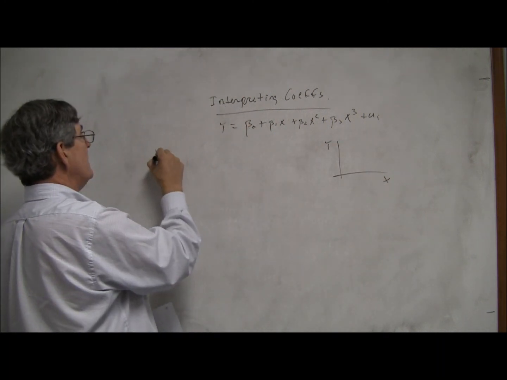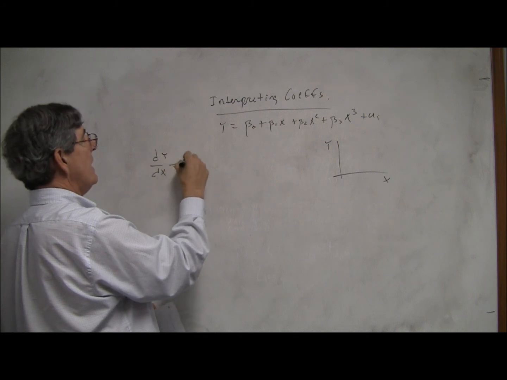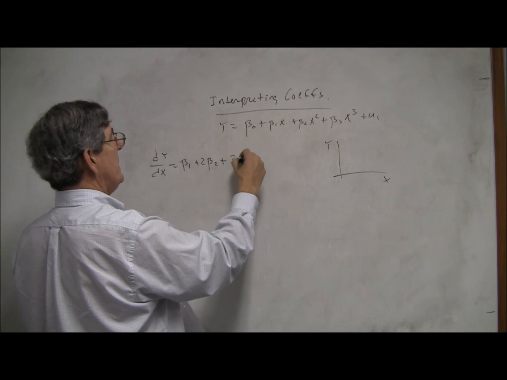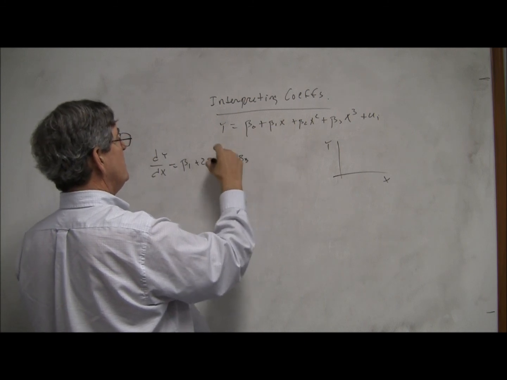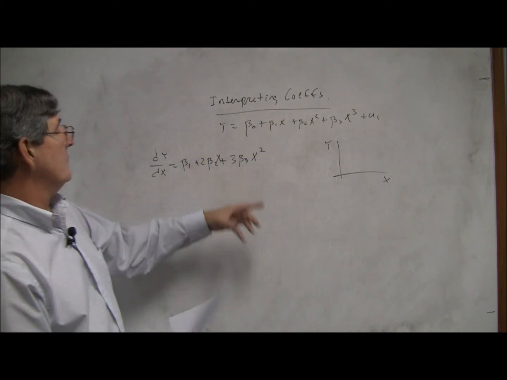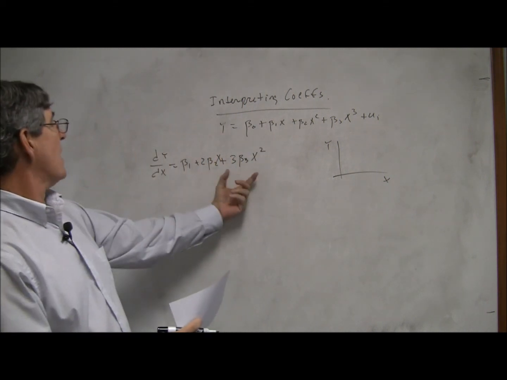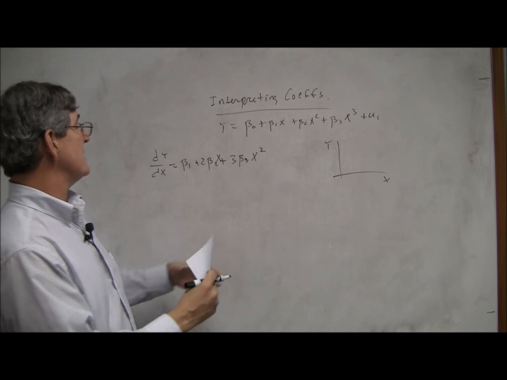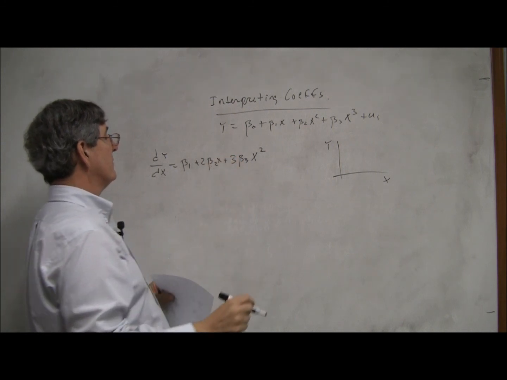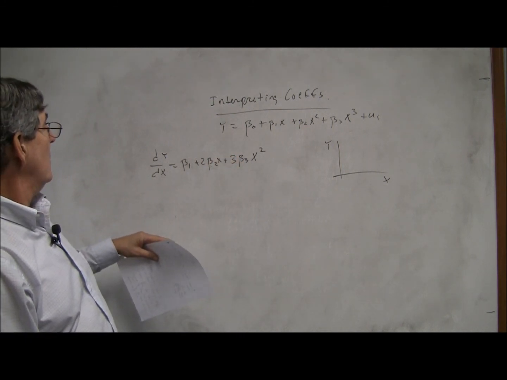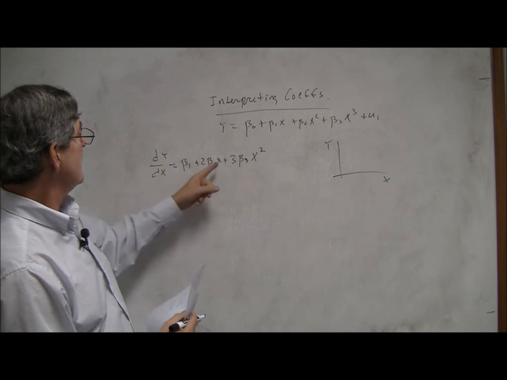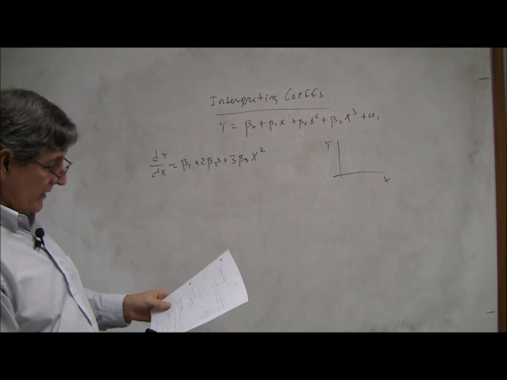And in fact, the slope here, dy/dx, would be beta 1 plus 2 beta 2x plus 3 beta 3x squared. And so the slope is going to depend upon which x you start with, and the slope actually varies in a somewhat complex way. It follows that formula. And so the change in test scores due to a change in income is going to depend upon what level of income you have.